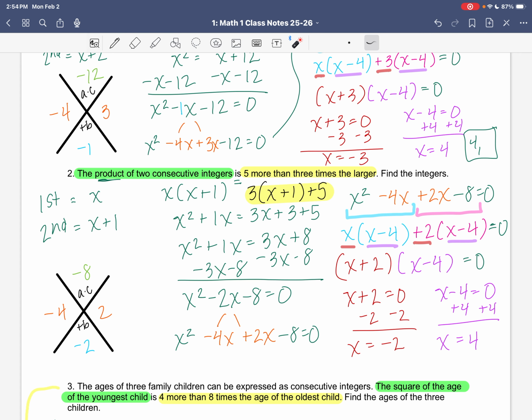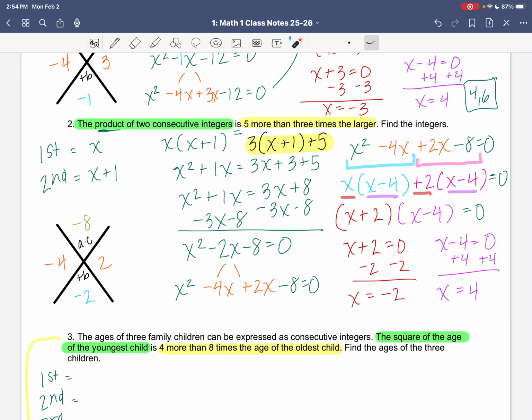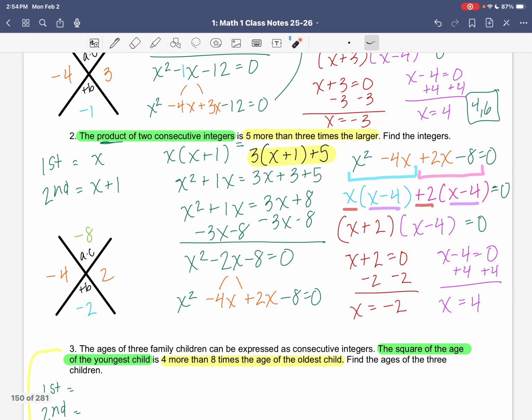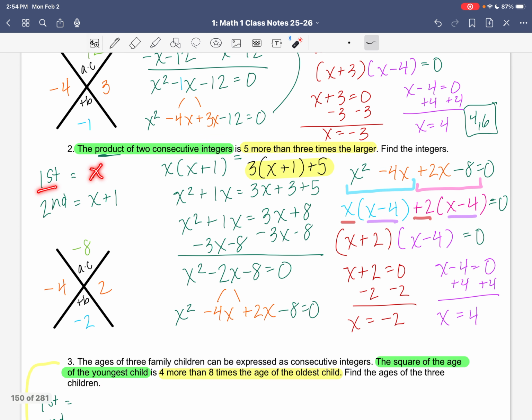All right, so now let's look at the next one. Product, so product means you're multiplying, of two consecutive integers. So I've got my first integer, which is x, and it doesn't say even or odd, so we know that the second number is just x plus 1. Product means you're multiplying your 2, is 5 more than 3 times the larger. So we're taking 3 times the larger plus 5.